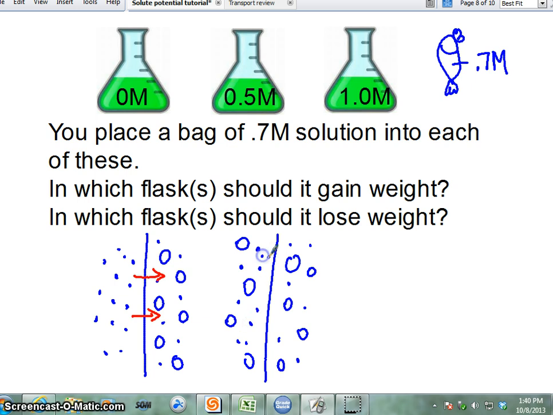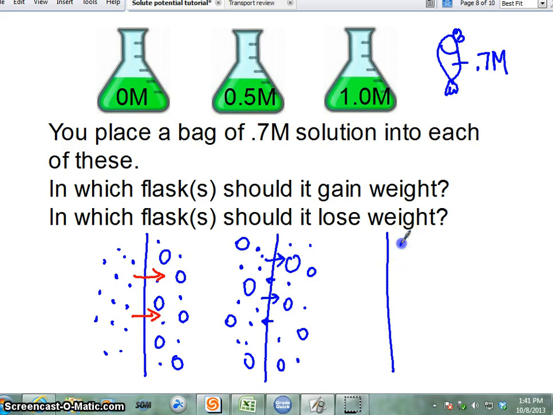We still have a higher chance of water going to the right, but it's not as high of a chance as this first one, so we're probably going to see a little more water go to the left. So this will gain weight, but it shouldn't gain as much weight. How about in the 1.0? Water will leave the bag.